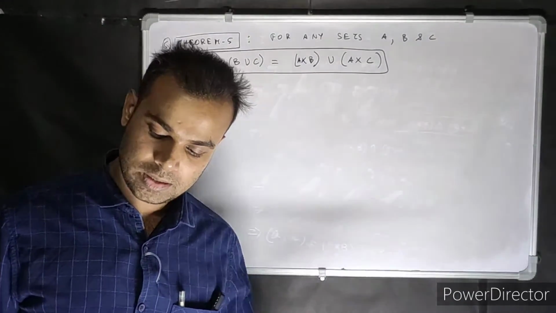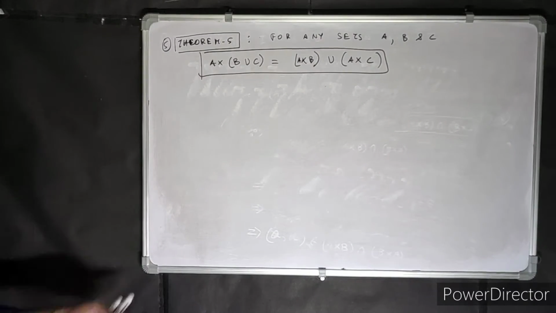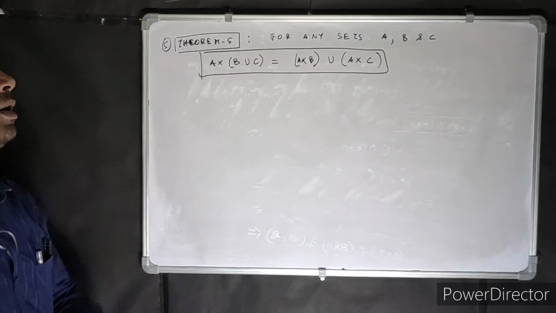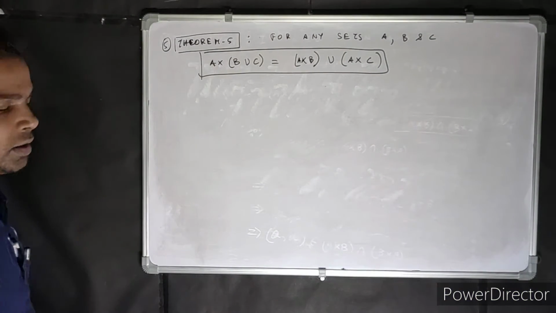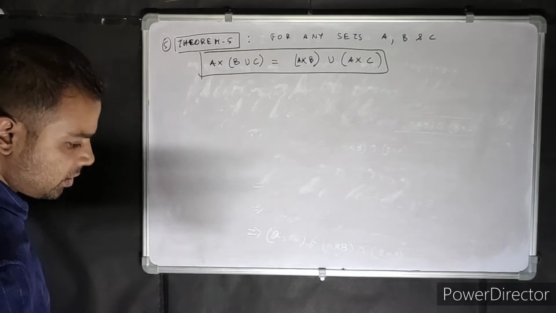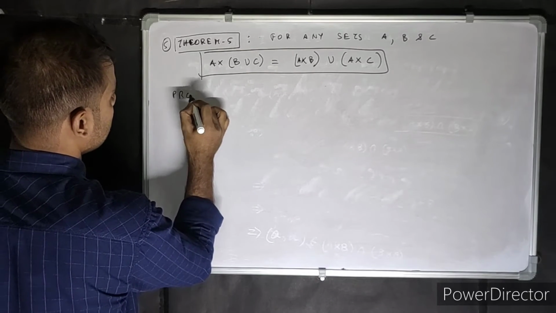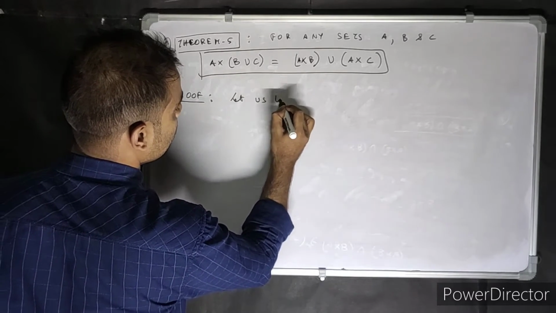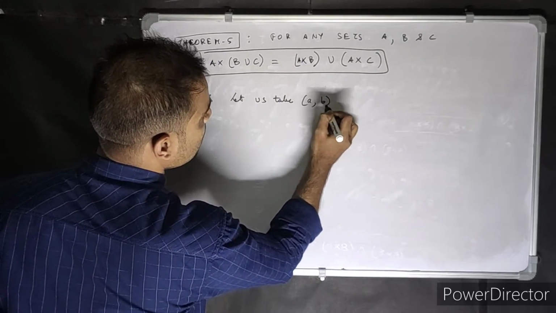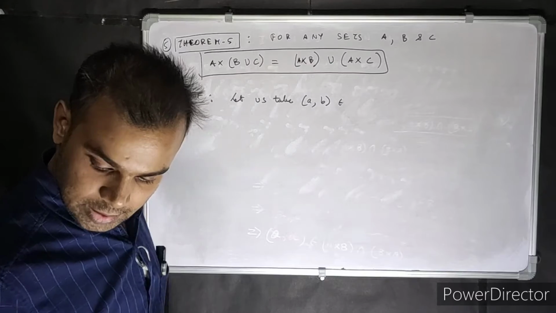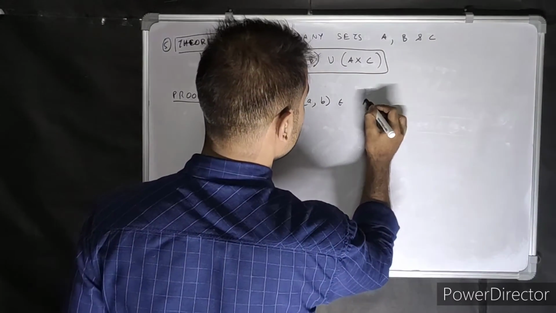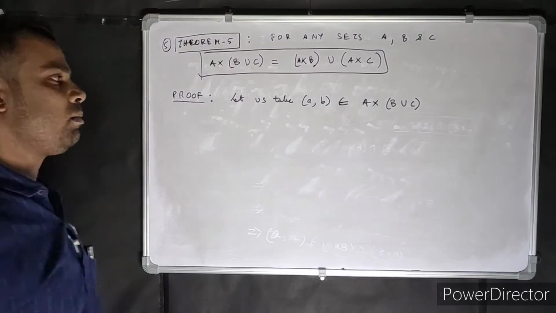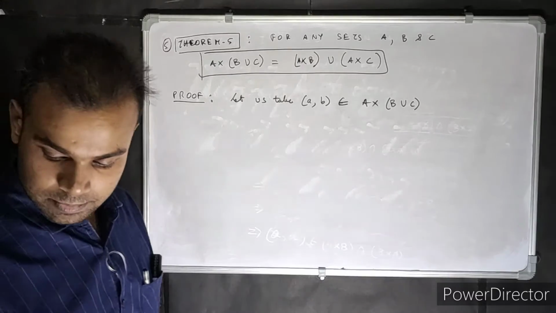Now the proof of this. First of all, what you have to prove is very simple. A cross B union C is A cross B union A cross C. So let us take an element. So the proof is: let us take a comma b belonging to A cross B union C.